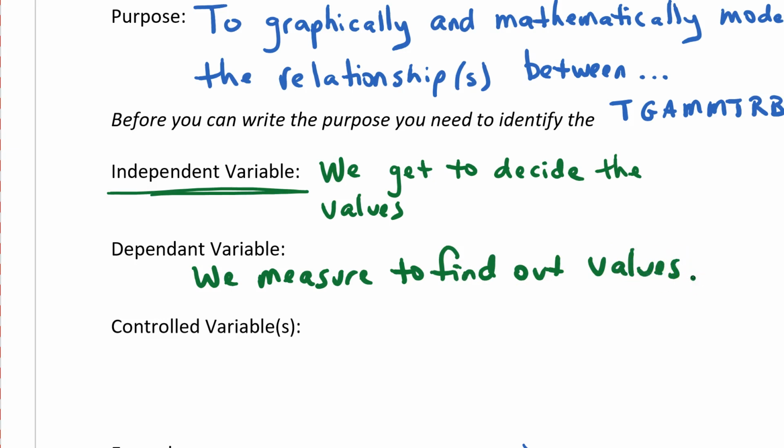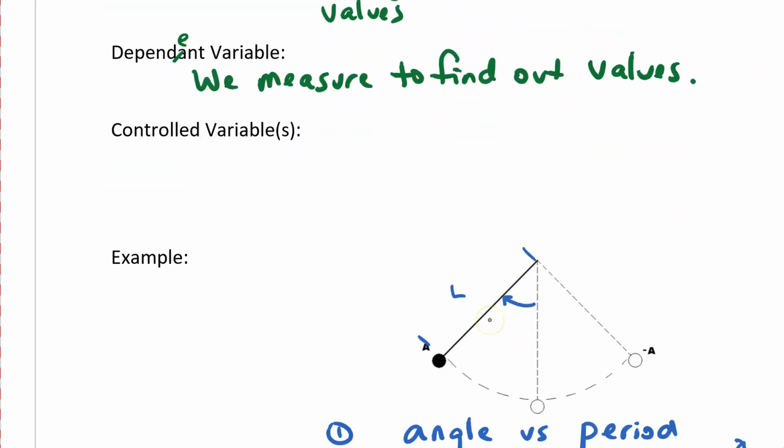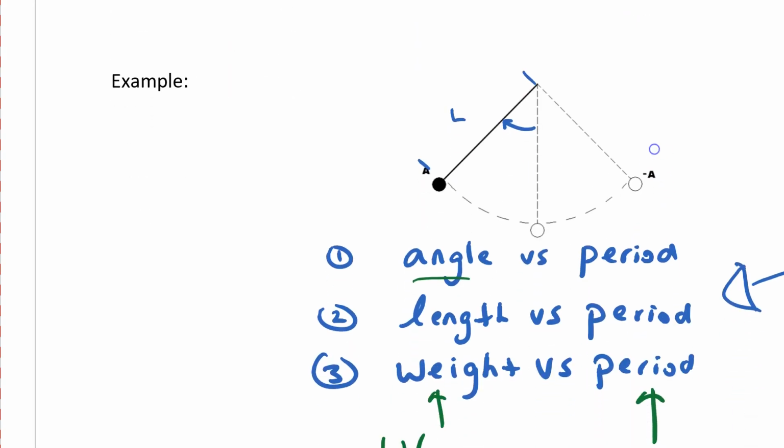Hopefully this language about dependent and independent makes sense because, oh, there should be an E here, I think. Because the dependent variable, in this case the period, the time for back and forth, depends upon how far away you started it, or perhaps what the length of the string was. So the word dependent really helps. What the period ends up being, how long it takes to go back and forth, depends on how we set the independent variables.